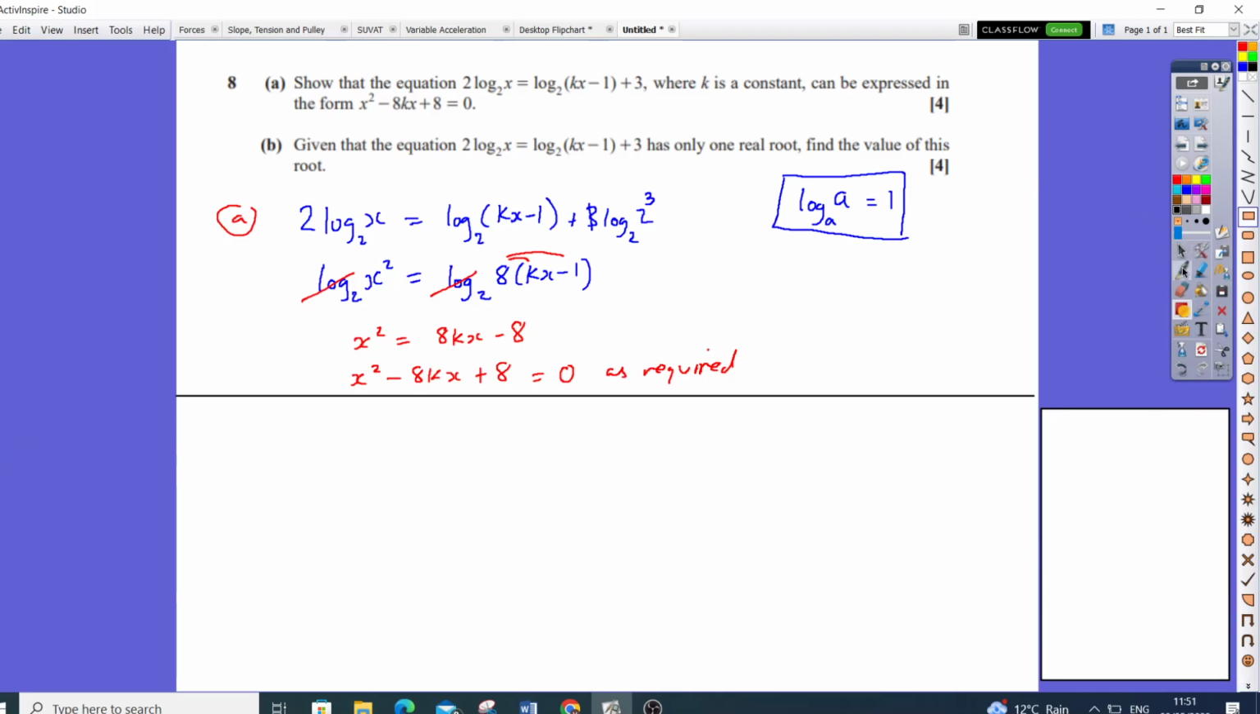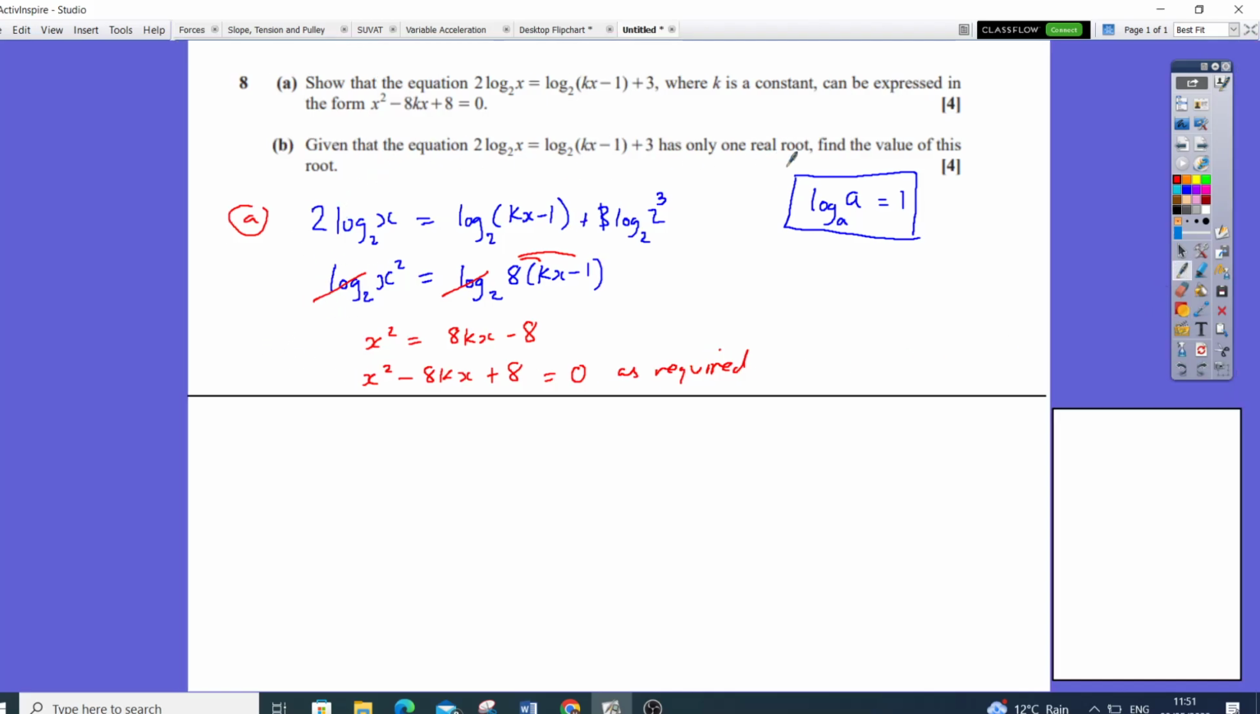Okay, back to here. So one fact I need to know is it only has one root. That means that the discriminant b squared minus 4ac is equal to 0. And in this case, a is equal to 1, b is going to equal minus 8k, and c is equal to 8. So if I put this in here, you're going to get minus 8k squared, which is going to give me 64. Actually, I'll write it here now, so that's going to be part B.